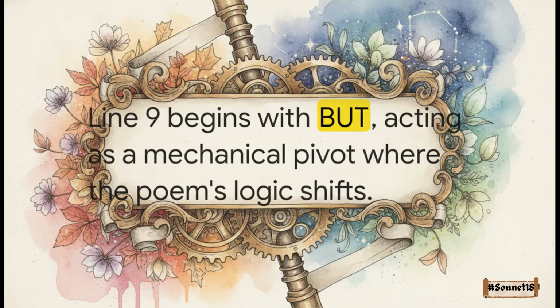And then we hit line 9, "But." Let's just pause here for a second, because this is what poetry nerds call the volta, or the turn. This single tiny word acts as a massive mechanical pivot. The entire momentum of this poem shifts right here.